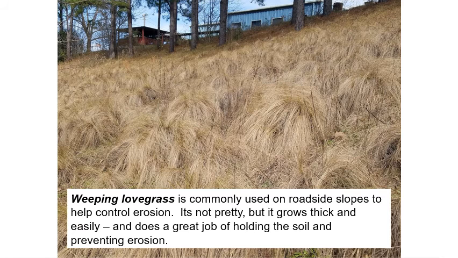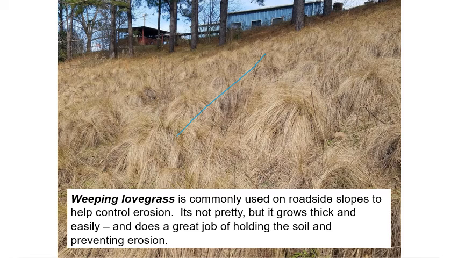Now, weeping love grass is just one example of what they call a bunch grass, which is what this is. This big clump of brownish, sometimes greenish looking grass that you see on hillsides. We have some right across the street in the Kohl's parking lot. We have some here on our campus. You tend to use these along roadsides where you can't plant trees. Now, this stuff's not pretty, but it grows thick and it grows really easy here in Georgia, and it does a great job of locking the soil in place.